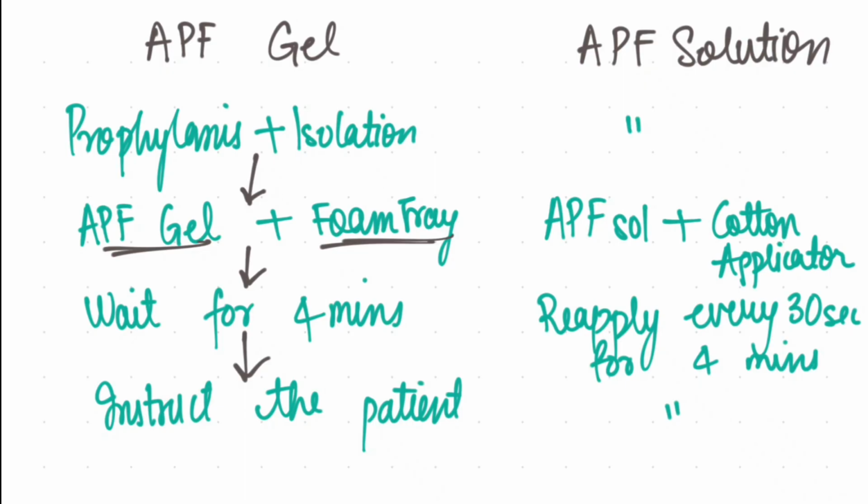For APF solution application, you do the same. First step remains the same. That is, you do the prophylaxis and the isolation of the teeth. Then you apply APF solution using a cotton applicator tip on the teeth. You have to reapply it every 30 seconds for 4 minutes. And then the last step remains the same, which is we instruct the patient not to expectorate immediately. Do not drink, eat or rinse your mouth till 30 minutes.